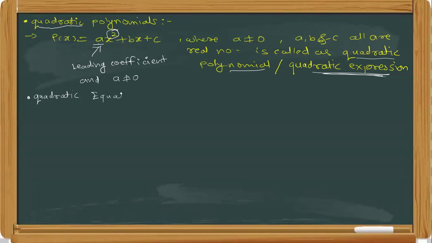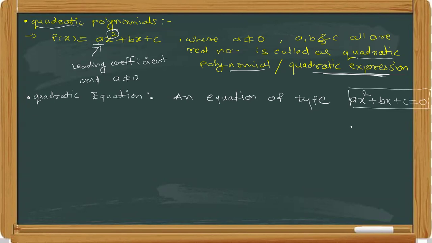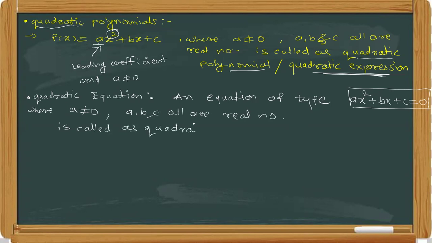Okay. Now quadratic equation. An equation of type ax square plus bx plus c is equal to 0, where a is non-zero, and a, b, c are all real numbers, is called a quadratic equation.